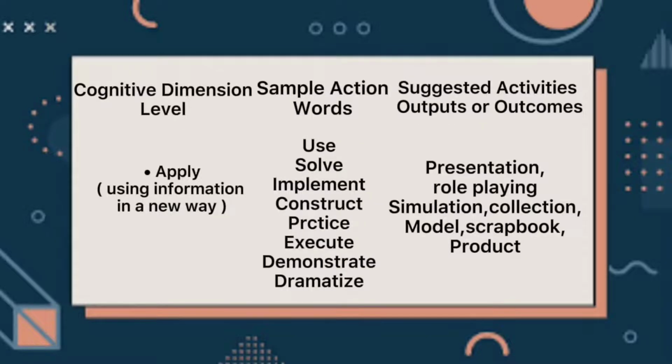So we come now to the third cognitive dimension level. We have apply or using information in a new way. At this level, sample action words are use, solve, implement, construct, practice, execute, demonstrate, and dramatize. Suggested activities, outputs, or outcomes are presentation, role-playing, simulation, collection, model, scrapbook, and product.